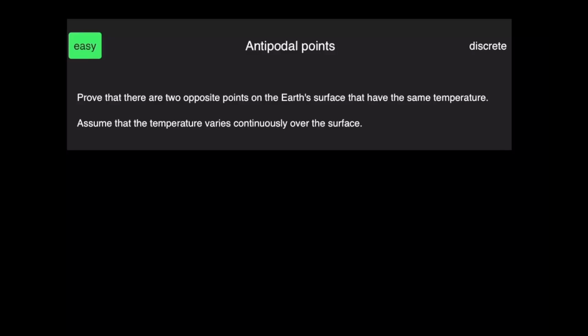Today we're doing another Brainstellar Quant puzzle. This one is called Antipodal Points. This is an easy problem. However, I feel like this is a bit of a tough problem. You guys can go over it now.